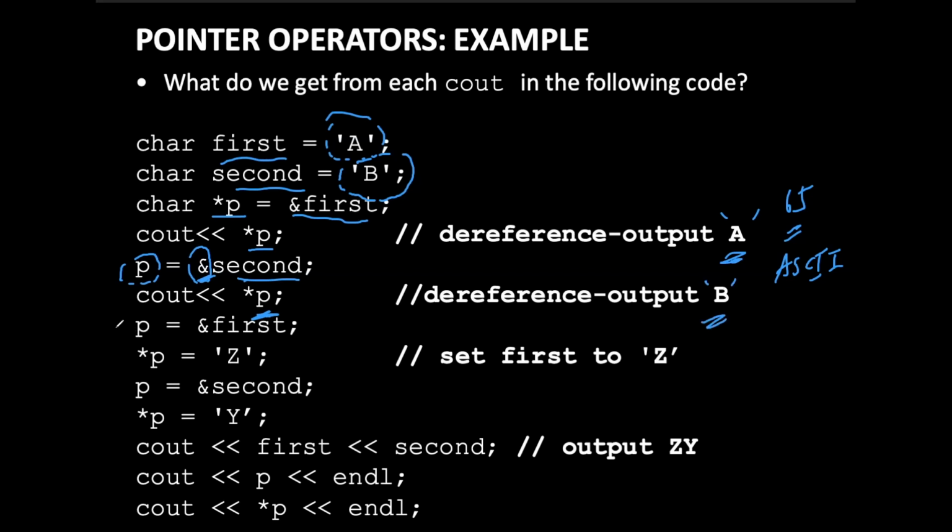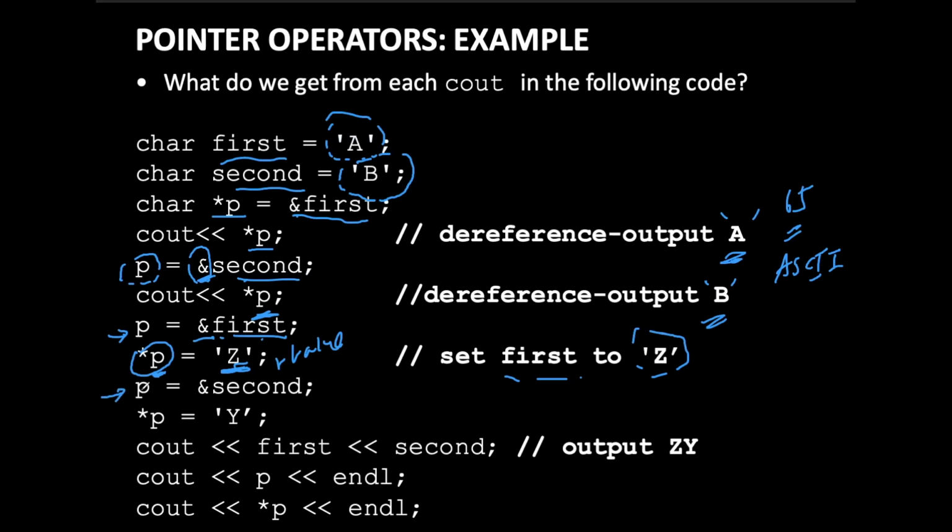Let's try this again. Now P is back to the address of first. Notice that we had it as address of first, then the address of second, now back to address of first. We dereference P, which means that you're applying an indirection operator on this pointer, you get back the first, and you're assigning this R value to be the value of first. So at this point, you have just set first to a value of Z.